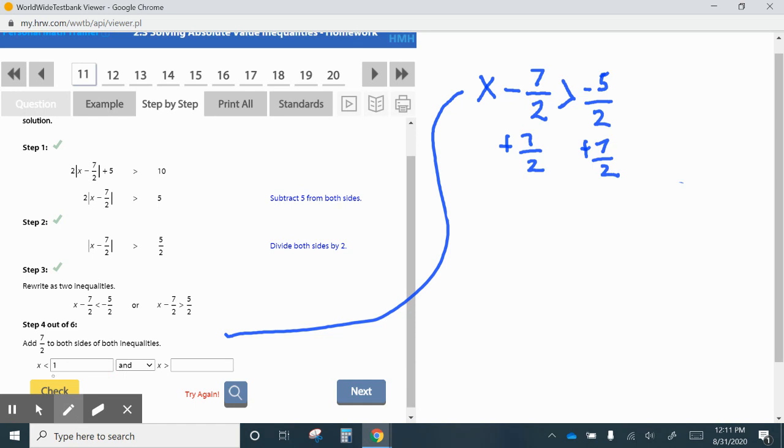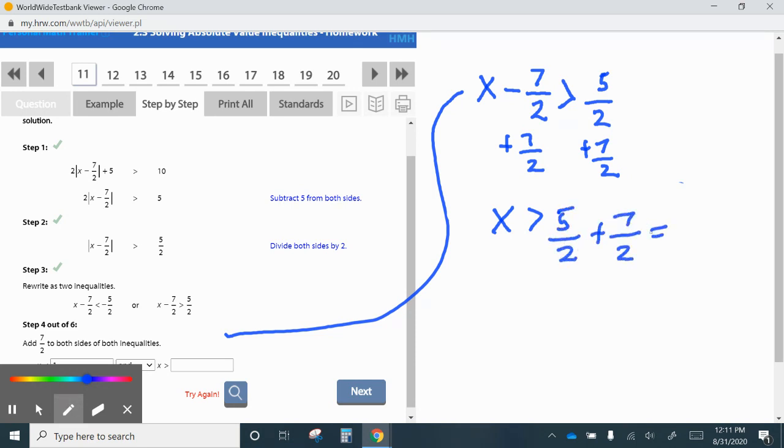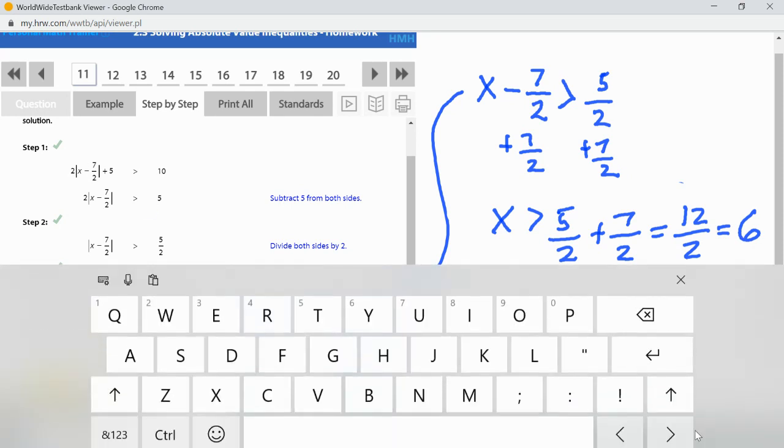Okay. So then here, this is x greater than negative. Oh, I'm sorry. Whoa. That's what I get for trying to save some time. That's a positive 5 divided by 2. So x is greater than 5 divided by 2 plus 7 divided by 2, which 5 plus 7 is 12 divided by 2, which is 6. Okay, put that there.